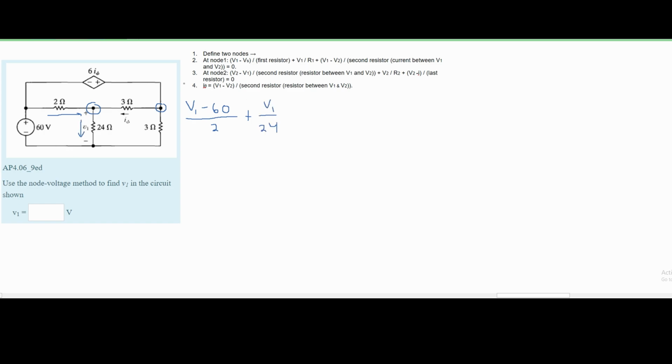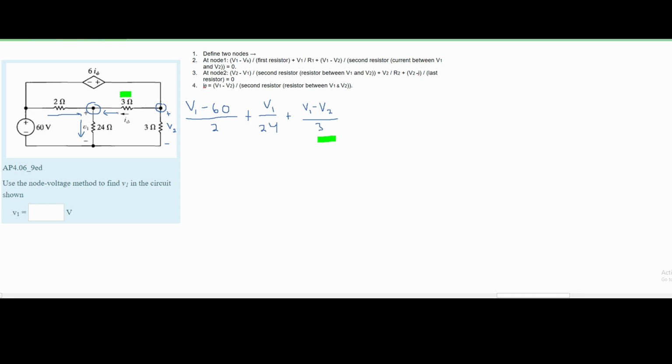Next we have V1 minus V2 over the resistor between them. Our V2 is going to be this V2 right here. They have to be in parallel like this. So we're going to have a plus and then V1 minus V2 over our 3 ohm resistor. And that is going to be this resistor right here, not this one. And the reason why it's V1 minus V2 is because our V1 is going down, as we stated here. However, our V2 will be going in this way.